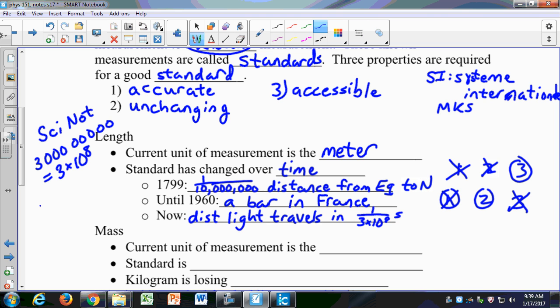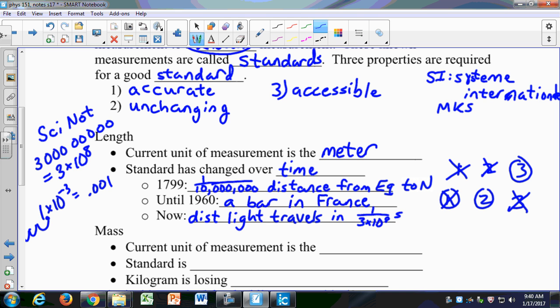If I wanted to say 1 times 10 to the minus 3, I would take my decimal point and move it over 1, 2, 3 places. So it would be 0.001. That's scientific notation. You should have had it in middle school probably, but just so that we're clear and on the same page. All right?